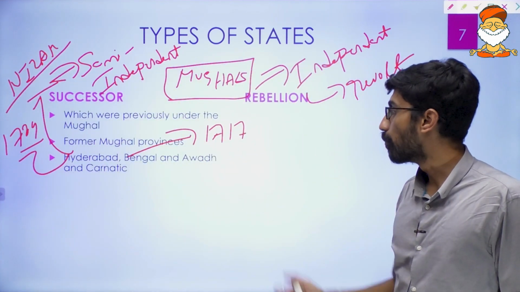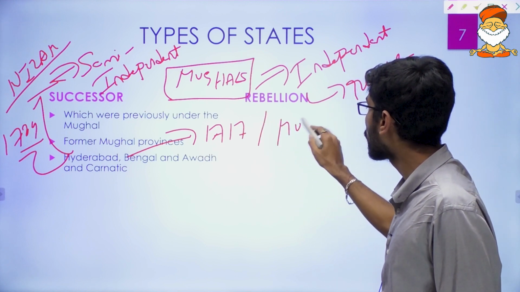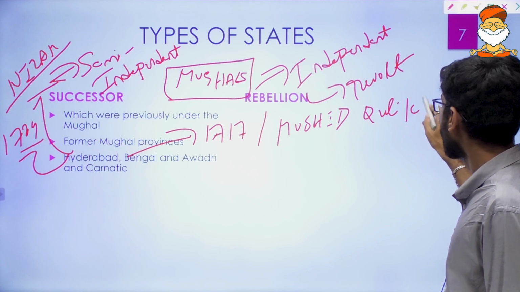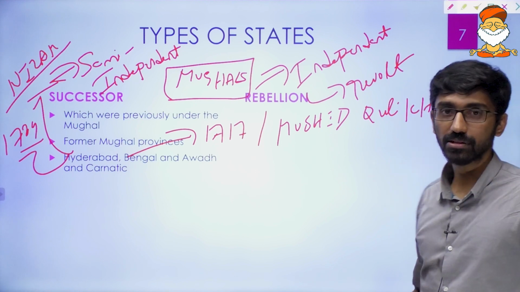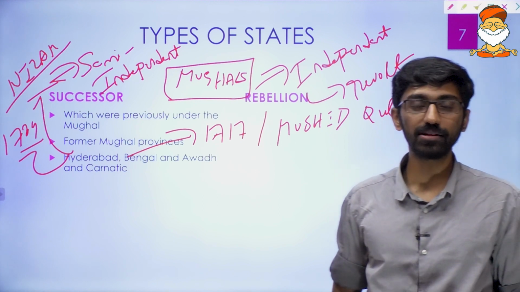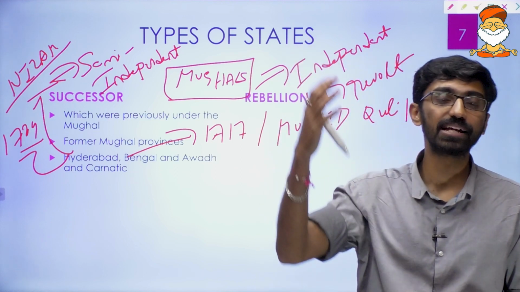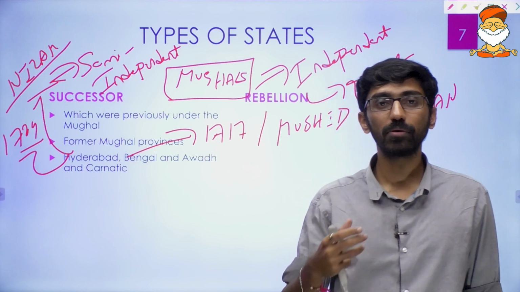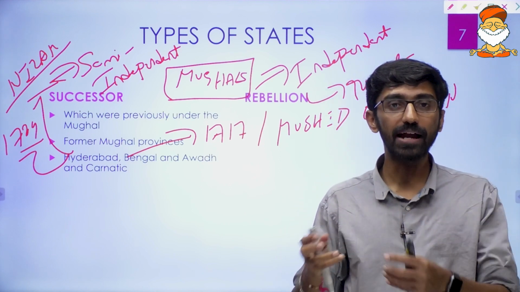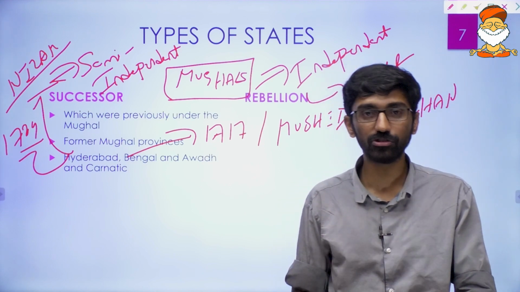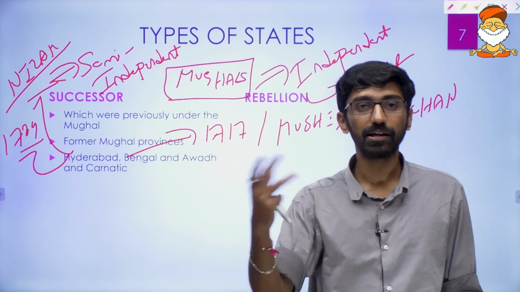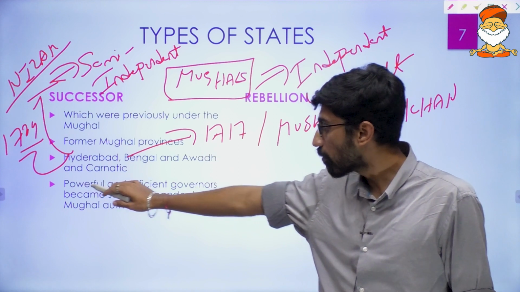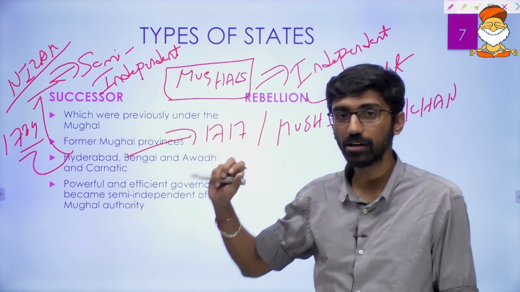At the same time, Bengal was established by Murshid Quli Khan. These were very powerful nobles, the very powerful provincial governors. They became disappointed with the central level politics that was happening, because the nobles were a real center of power. Because they had talent and the competency to run their own administration, they became semi-independent of the Mughal authority. These powerful and efficient governors became semi-independent of the Mughal authority.